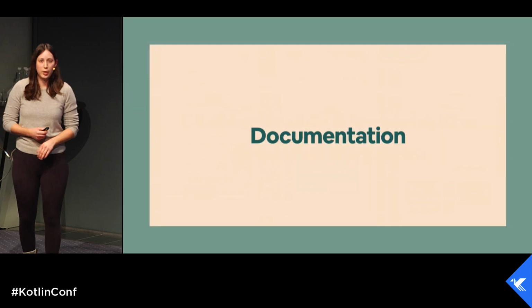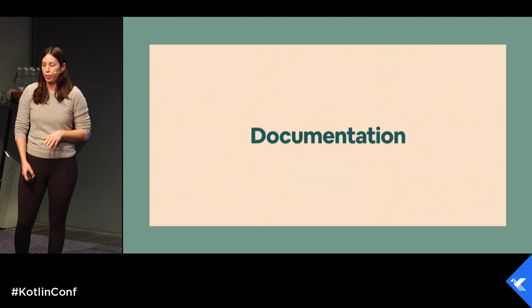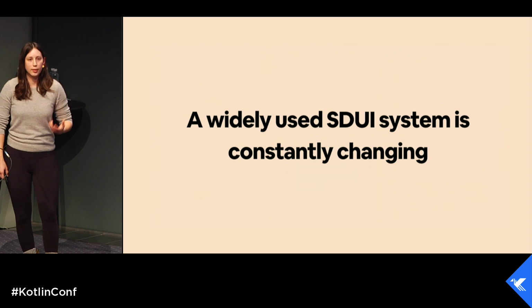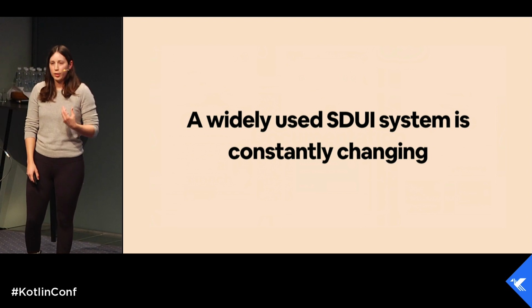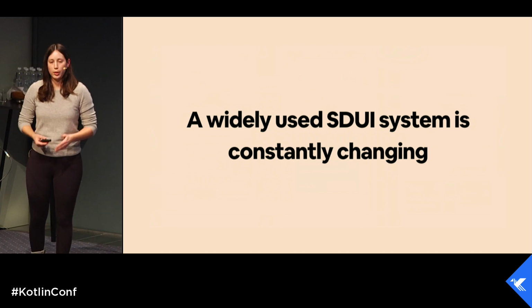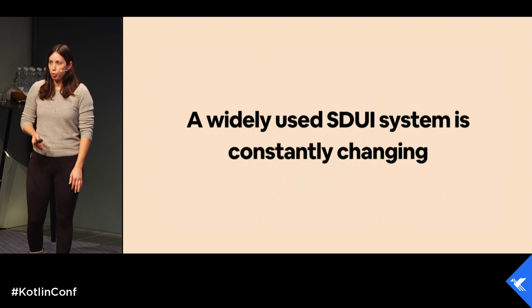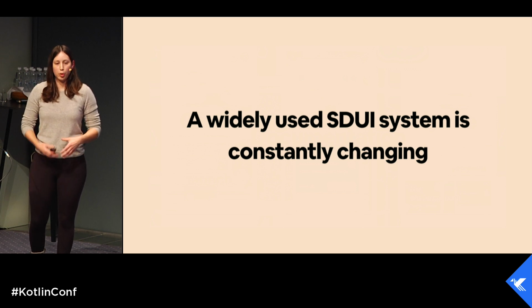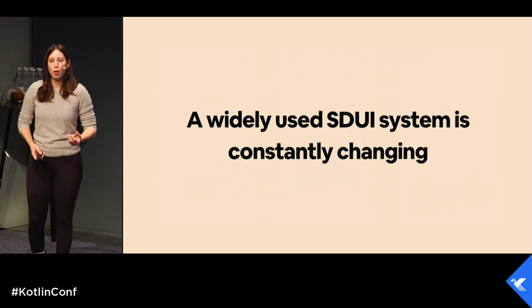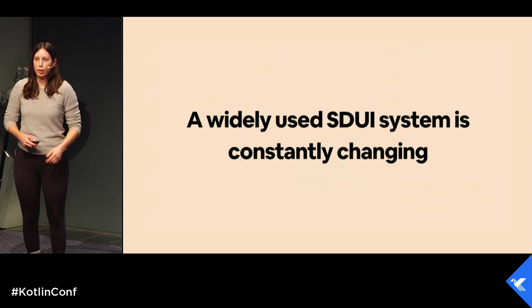And finally, documentation is a really big challenge of this server-driven paradigm. A widely used server-driven system is going to be constantly changing, and even a simple system will have many different permutations of supported platforms, supported app versions, and supported features. So it's really crucial that engineers can be able to predict that when they launch a feature, it will actually work, because it will have dire consequences if they get that wrong. So it's important to keep documentation up to date as the API changes.